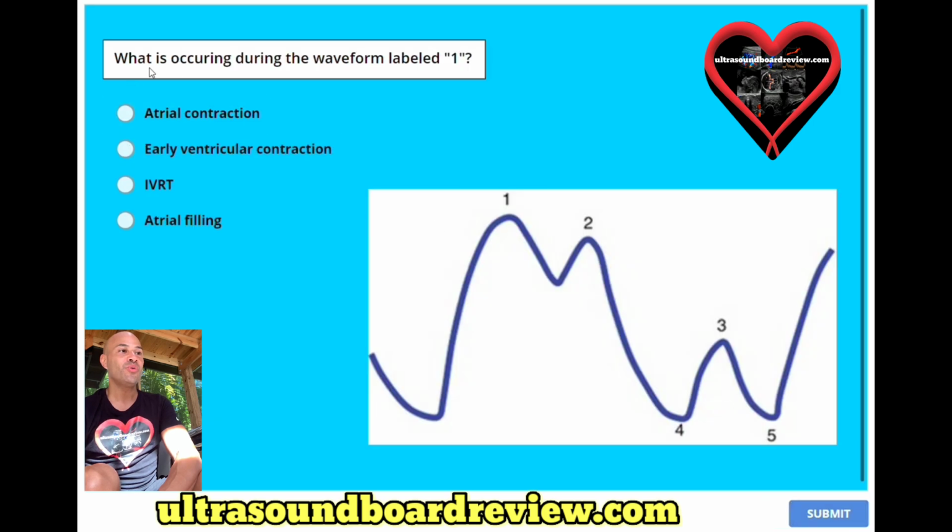Question 20. What is occurring during the waveform labeled 1? A, atrial contraction, B, early ventricular contraction, C, IVRT, or D, atrial filling? So what is happening right here? The answer is A, atrial contraction.